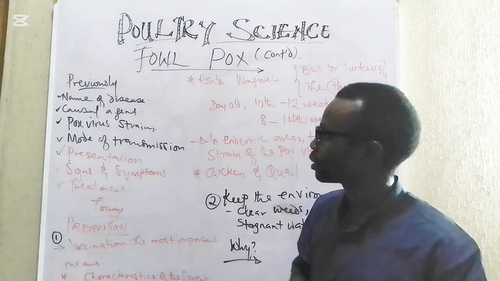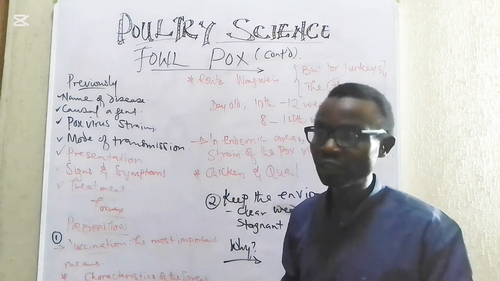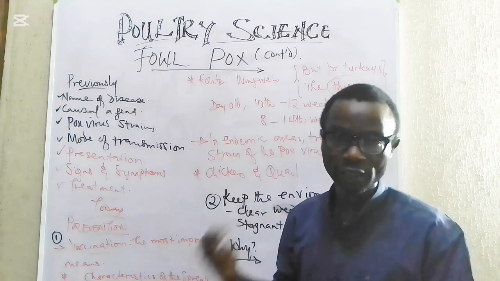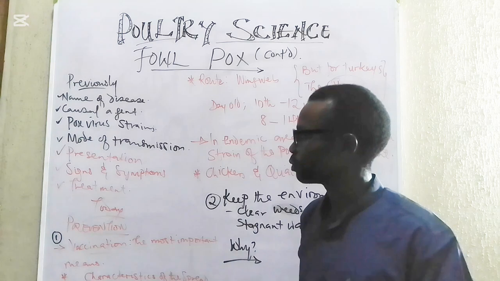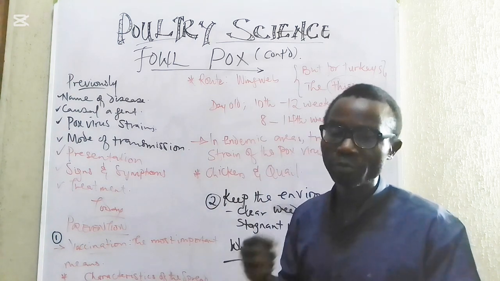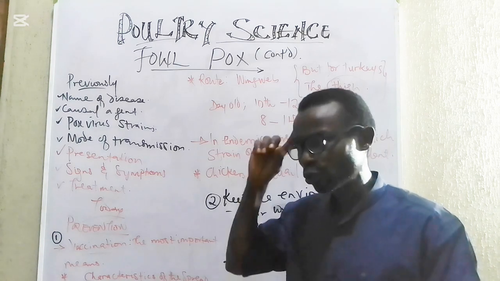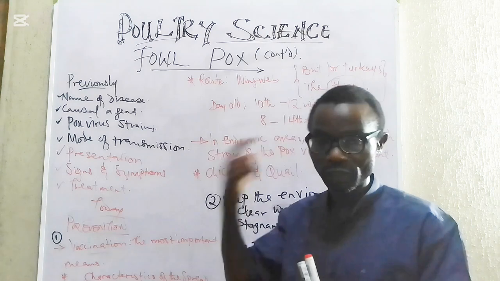And then we looked at the strains, about 6 strains. We have the Cetacea strain, the quail pox, and the different forms of it. And then the mode of transmission: it could be through mosquito bites, and also through contact with birds that already have the pox on them.